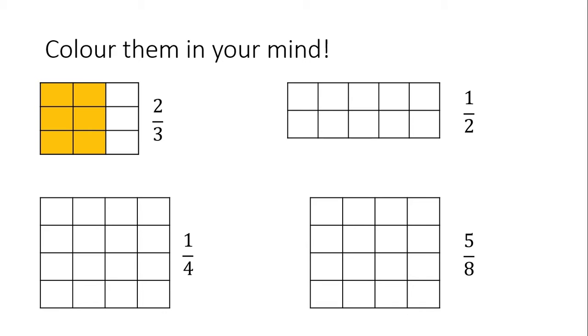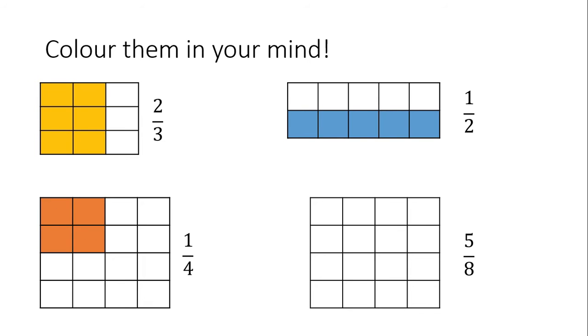Let's look at the question in the top right. It says color in 1/2 of the boxes. So there are 2 groups, and 1 of the groups is colored in. Look at the problem in the bottom left. It says color in 1/4. That means there are 4 groups, and 1 of the groups is colored in. So 1, 2, 3, 4, but only this one is colored in.